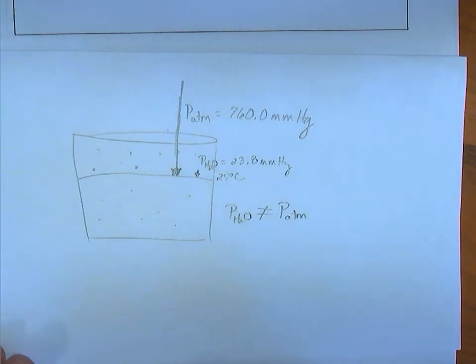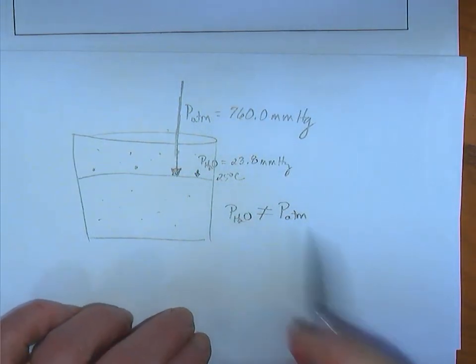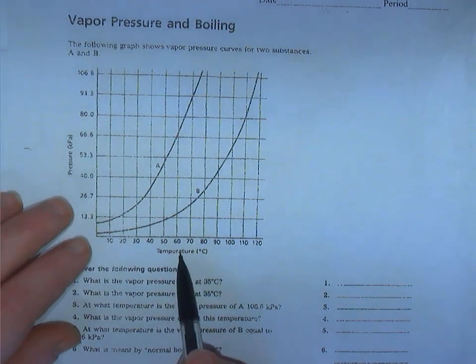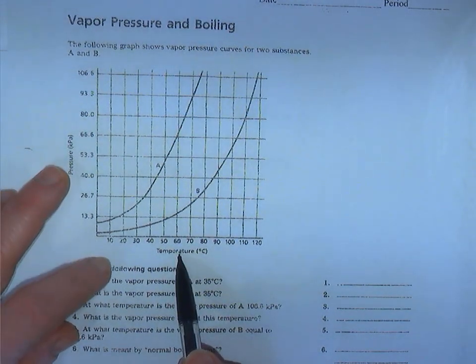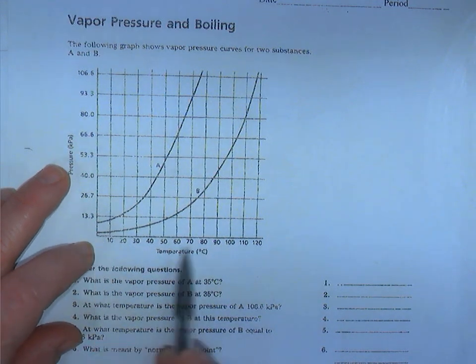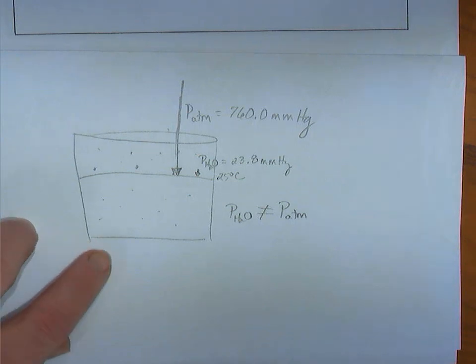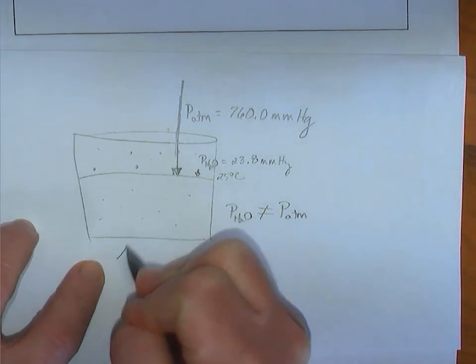Well, how can we get these to be equal? We talked about the relationship of temperature and vapor pressure. It is in all ways that as we increase temperature, vapor pressure increases. So what if we do add heat?